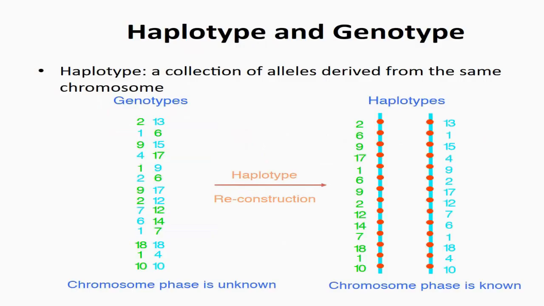In short, haplotypes are a collection of alleles derived from the same chromosome. As we show, the chromosome phase in genotypes is unknown, while the chromosome phase in haplotypes is known, as mentioned in the slide.